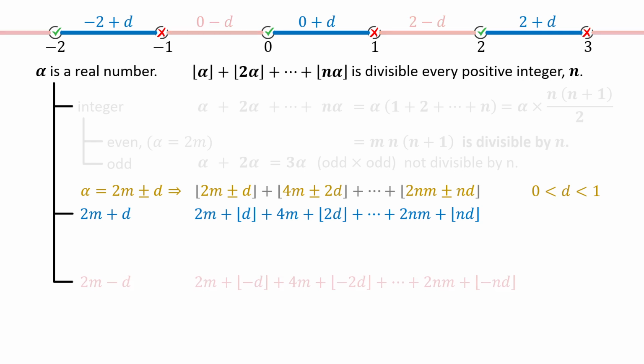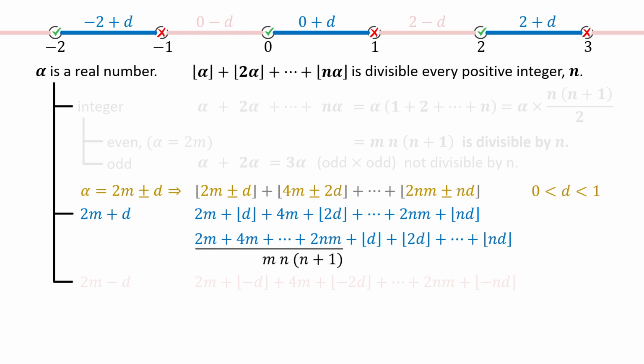We will evaluate for 2m plus d first, so we can regroup the expression like this. The sum of even integers is mn times n plus 1, and we already proved that it is divisible by n. So we have to evaluate the floor function part. D is less than 1, and it is rounded down to 0.